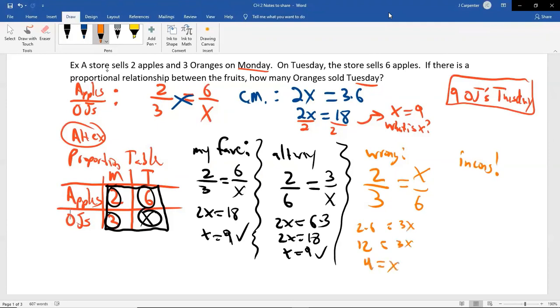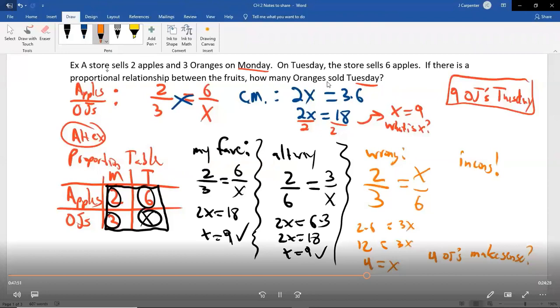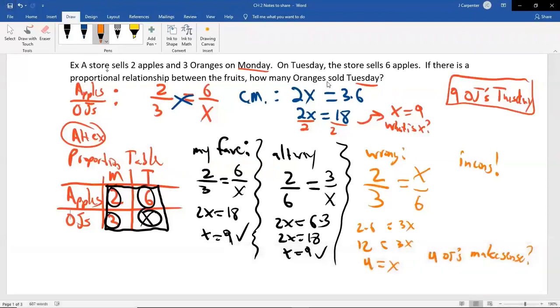Remember, when you get these answers, you're supposed to be saying, does it make sense? What is this? This was oranges, so 4 oranges. Does it make sense? Well, the apples went from 2 to 6. They went up, I would say, significantly, whereas the oranges went from 3 to 4. There were more oranges to begin with, and the increase was smaller than the apples, of which there were less of. So no, this does not make sense.